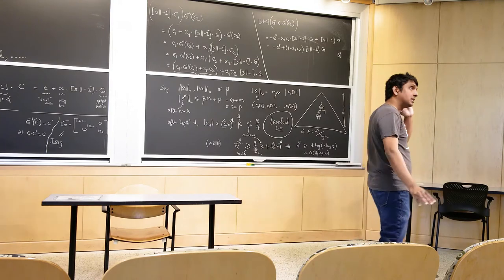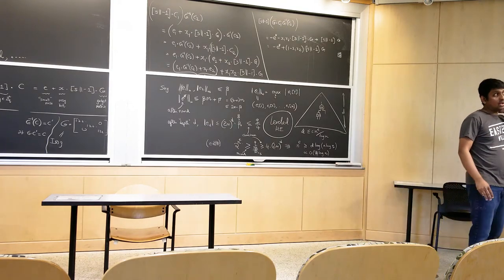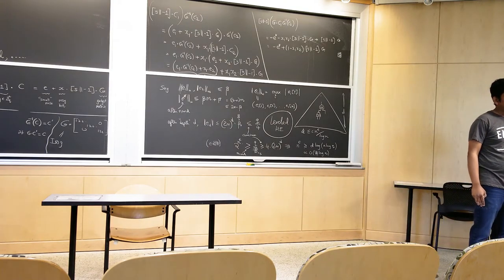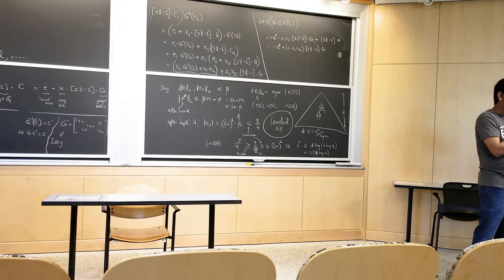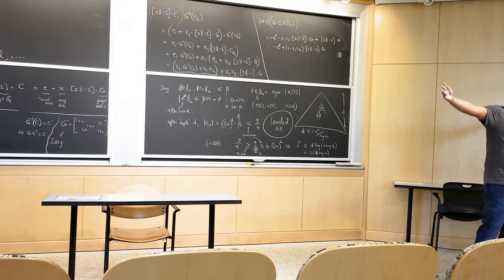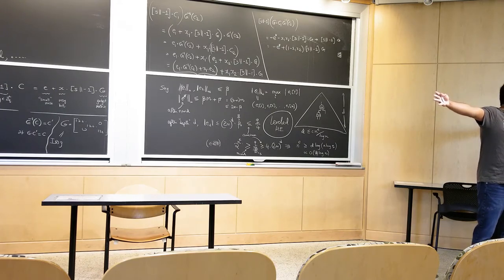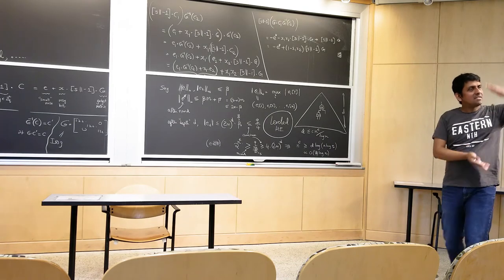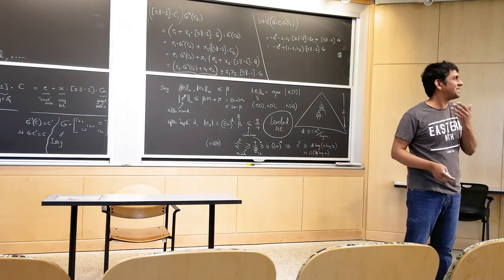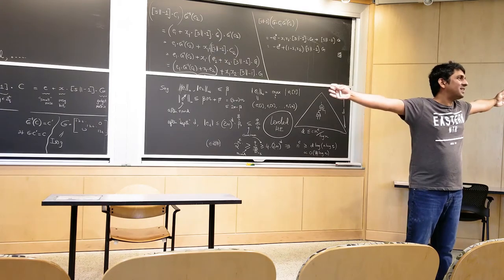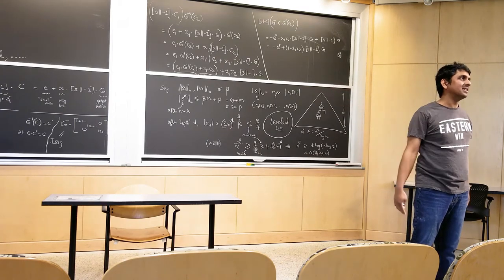Right. In general, you decrease in depth, you pay a multiplicative factor in the width. Of course, you can compress everything to depth 2. You can write everything as a CNF or DNF, but then 2 to the n width. Right. 2 to the n.